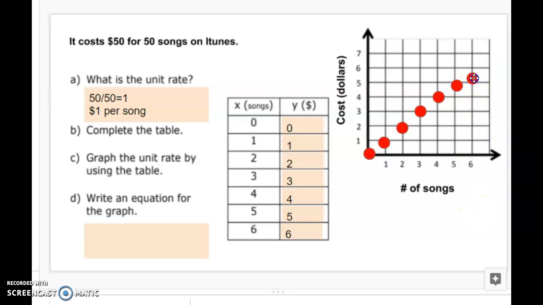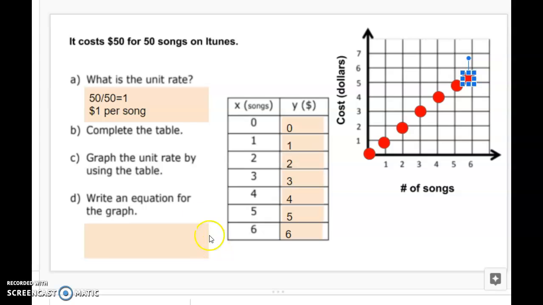Okay, we could draw a line through this, but since we're using the technology, we can just take a look. I know that this circle looks a little bit out of line, but it should be in line. And we can see that this makes a straight line that goes through the origin. So we know that we have a proportional relationship.